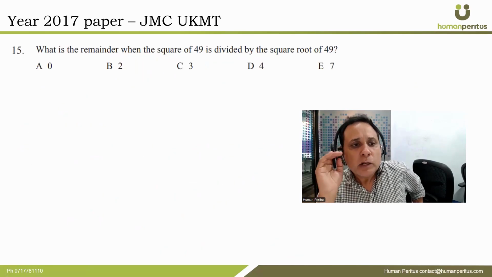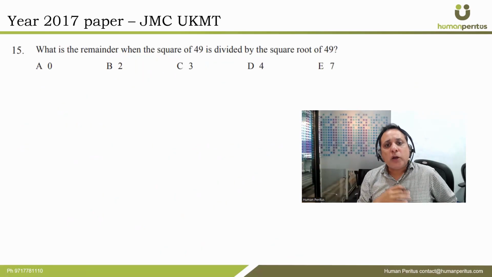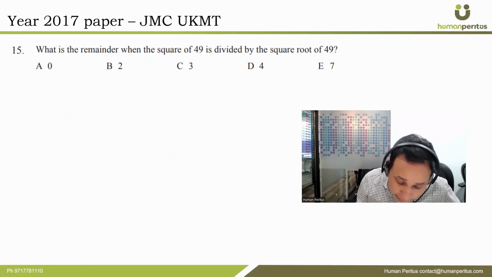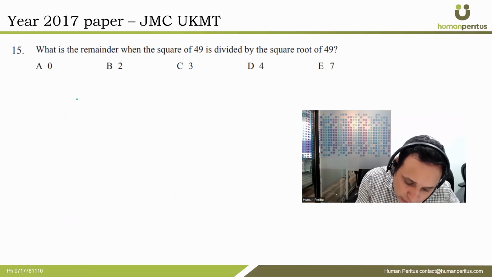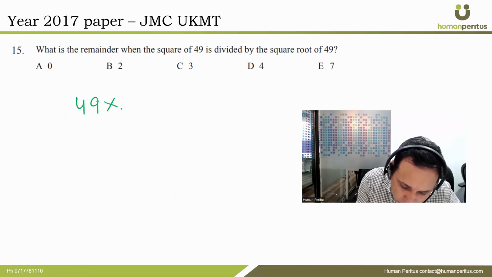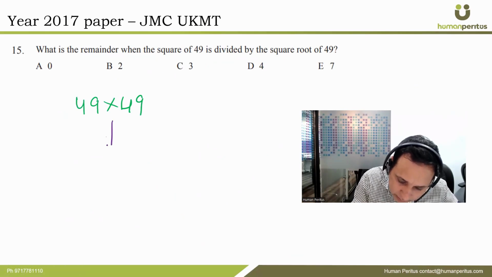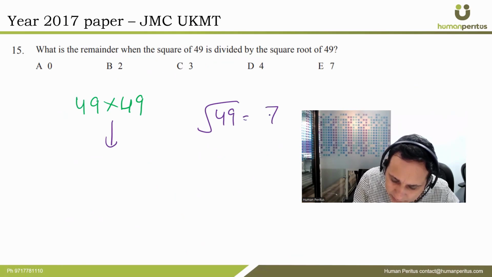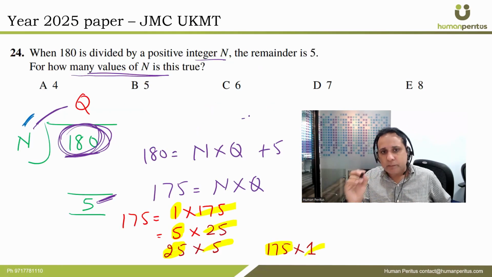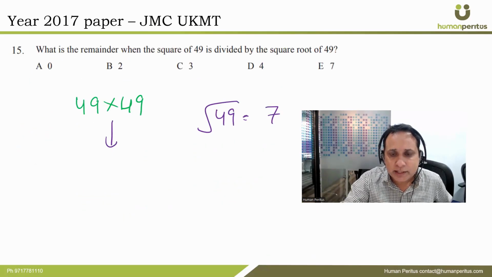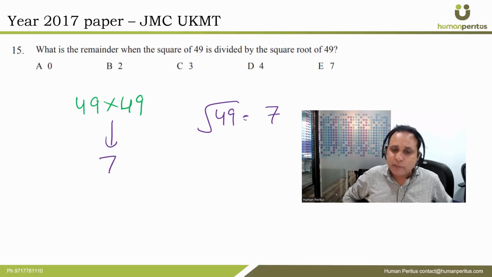Now, what is the remainder when the square of 49 is divided by the square root of 49? So the square of 49 means 49 into 49. We are trying to divide this number by what? The square root of 49. So the square root of 49 is what? 7. By the way, it's plus minus 7, but for today, you can understand that it's just 7. We try to divide this number by 7.